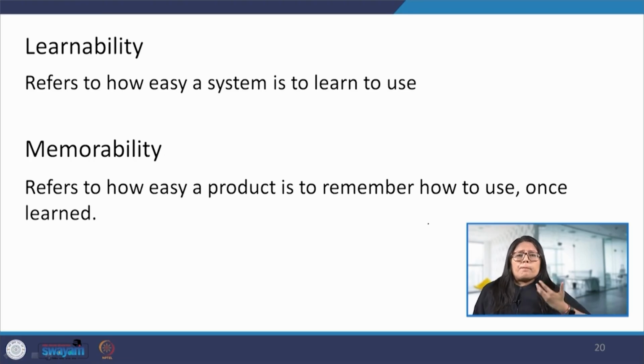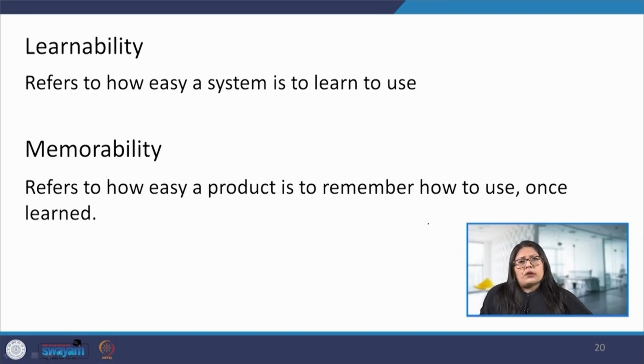So, if I bought a new phone, how quickly can I learn it? How quickly can I learn a new laptop? If I am shifting from one brand to another, are the functions the same? Can I start operating it as soon as possible or not?